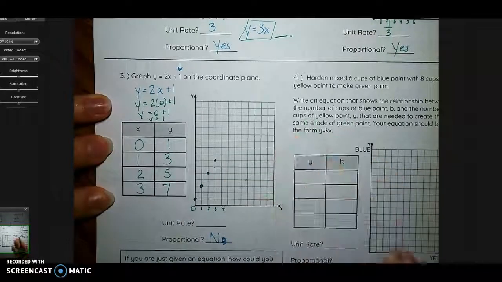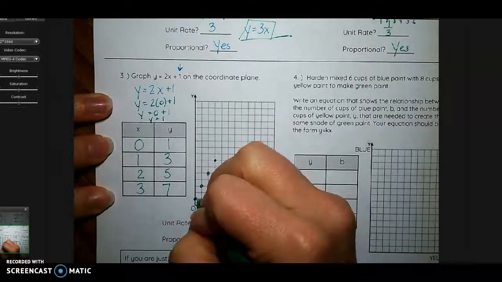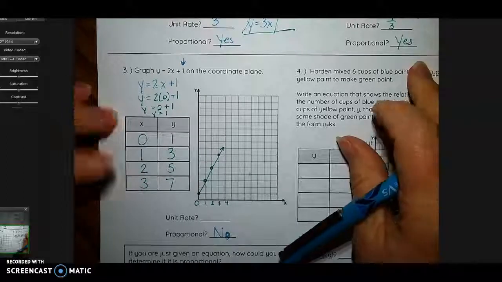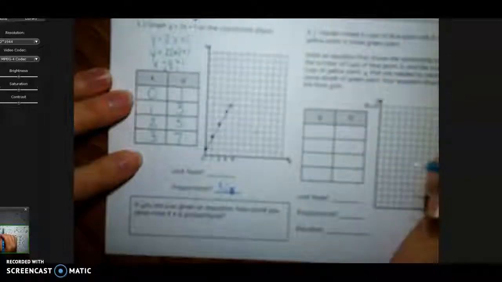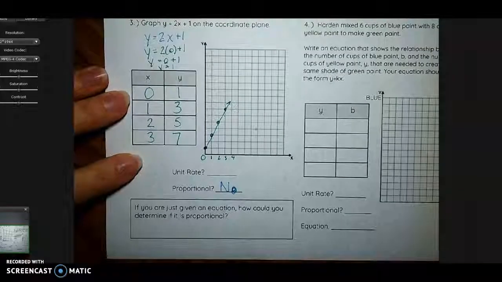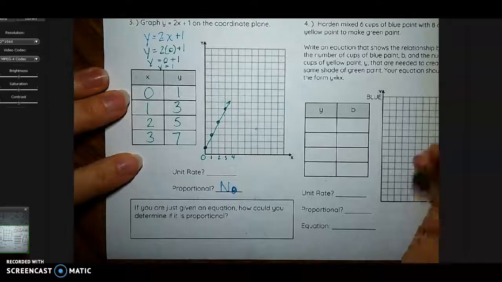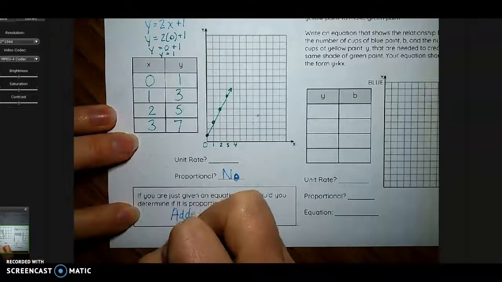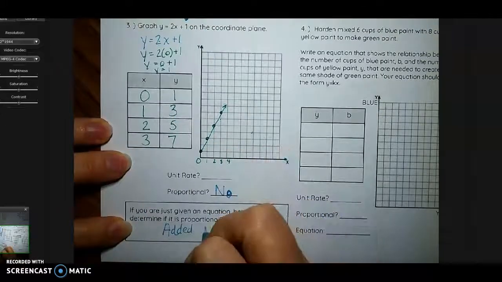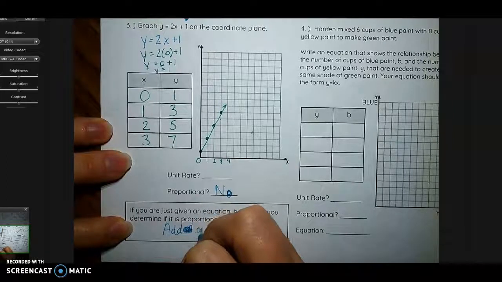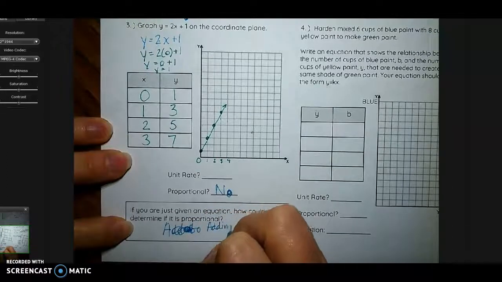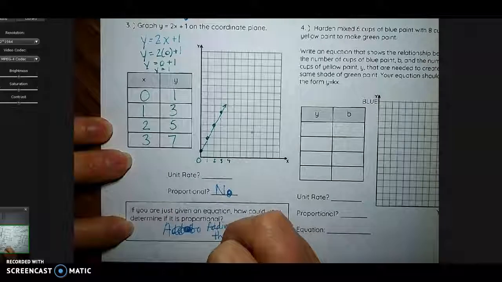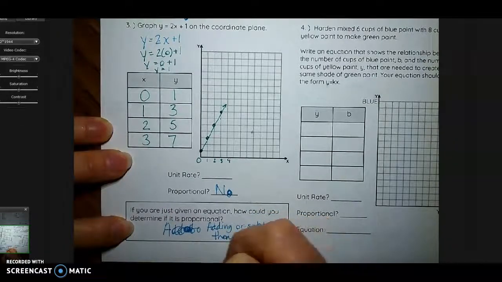Now, do I have a unit rate? It's not proportional, and in terms of a unit rate, every time I plug something in, I'm going to have to add 1 to it. So if you are just given an equation, how can you determine if it's proportional? As soon as I see that I'm adding something, now there could also be subtraction going on up there. So if I'm adding or subtracting, then it is not proportional.